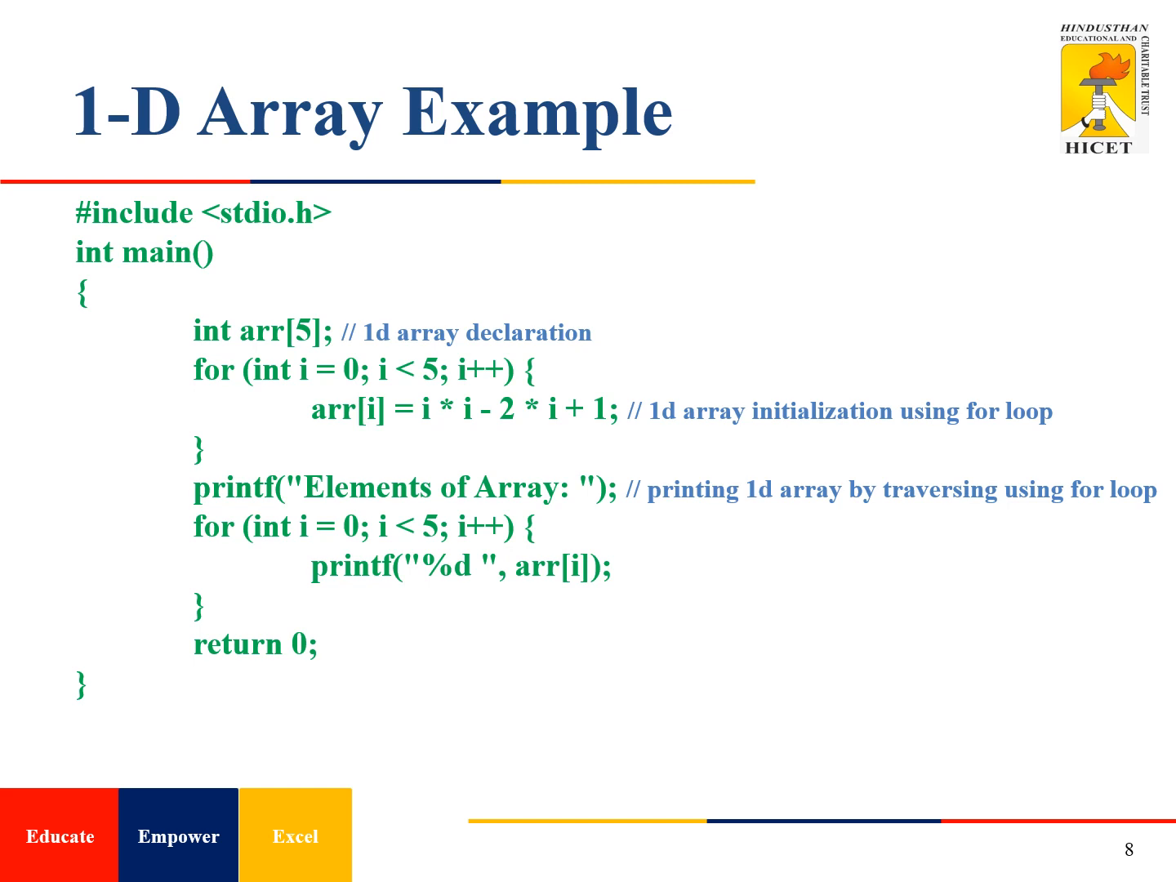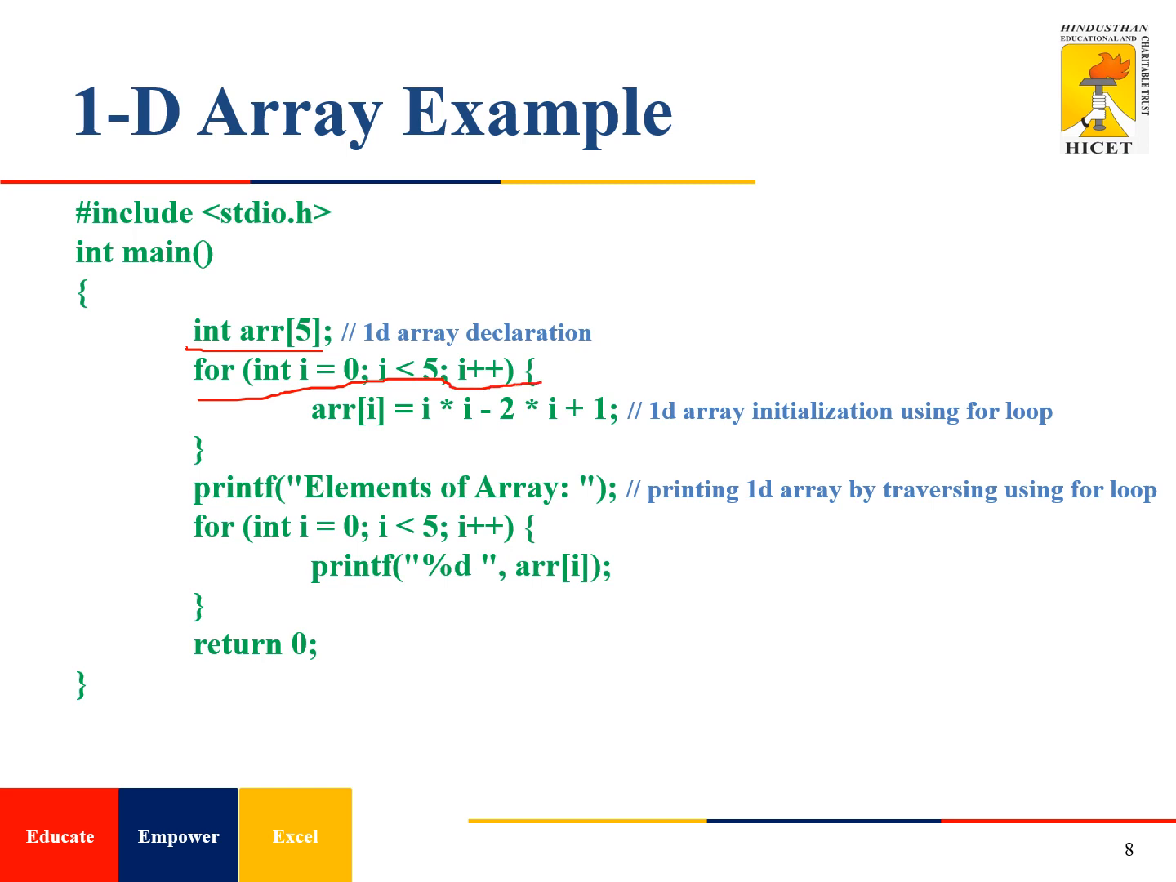Next, I'm initializing an array of size 5 using a for loop. I'm declaring an array of size 5 in the integer data type. Here I'm declaring, right? I'm giving an array name, a size, and a data type. That is the declaration. And then I'm initializing the array with elements using this for loop.